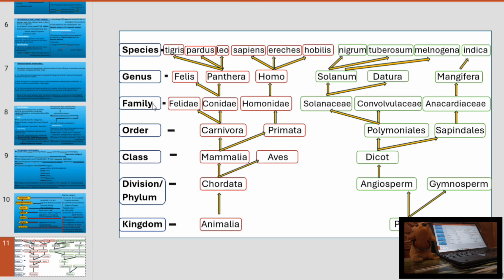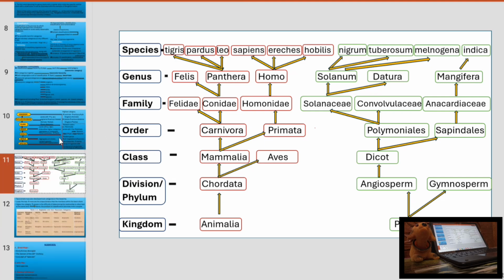And then for genus, Felidae gives rise to Felis and Panthera, Felis meaning cat, all cat families. Hominidae gives rise to Homo, Solanaceae gives rise to Solanum and Datura, and Anacardiaceae gives rise to Mangifera. Finally, coming to species, Panthera gives rise to Panthera tigris, Panthera pardus, Panthera leo. For Homo, it is Homo sapiens, Homo erectus, Homo habilis. For Solanum, it is Solanum nigrum, Solanum tuberosum, and Solanum melongena. And for Mangifera, it is Mangifera indica. So I think you are clear for now.